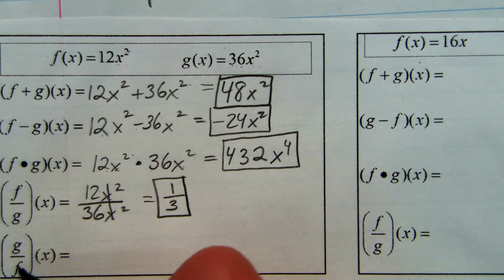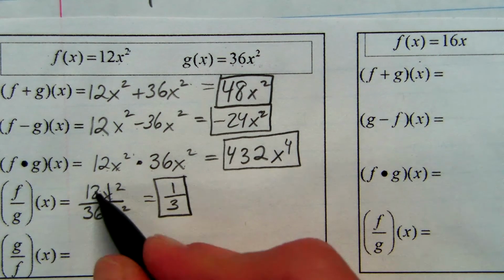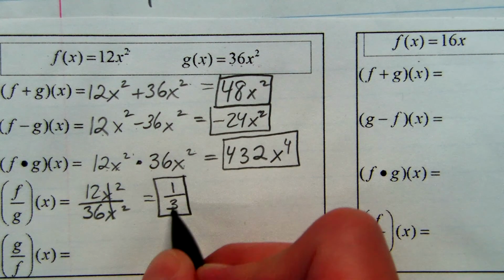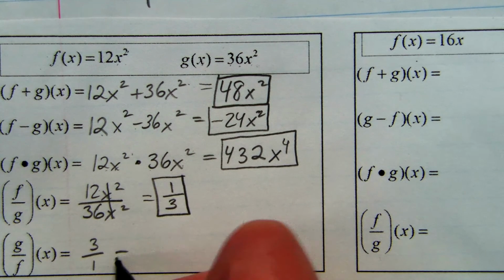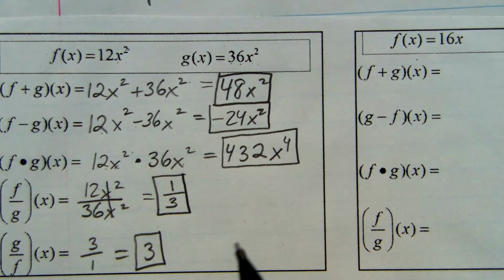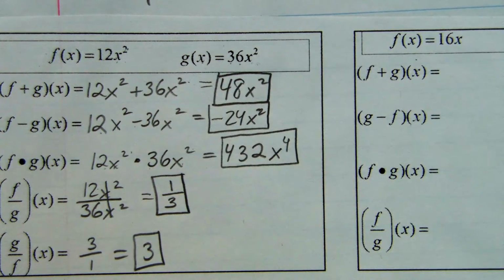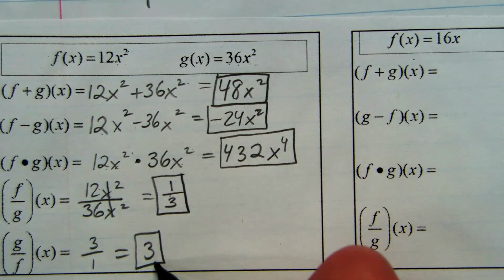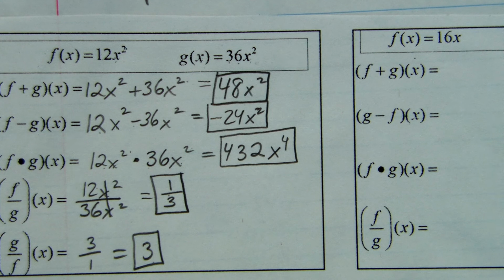So if they do g over f, here's what's cool. If you've already done this one, you know it's going to be this, but upside down. I can just make it 3 over 1, which is 3. So if they happen to have you do the same thing twice, you can use one to do the other. Just be careful which one you're putting on top.